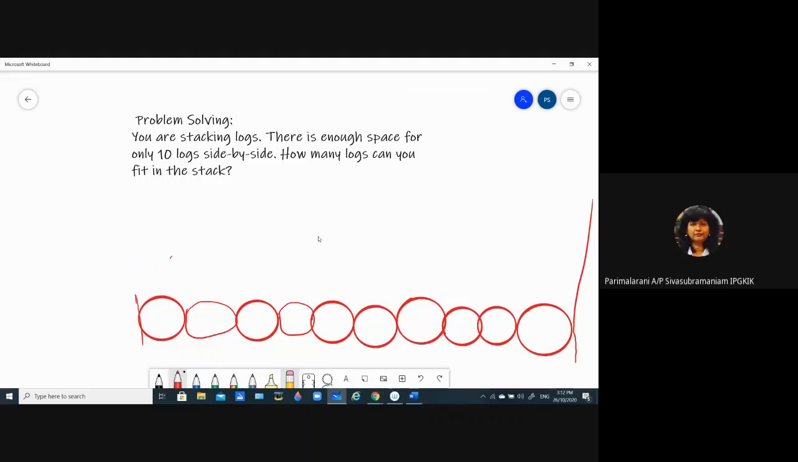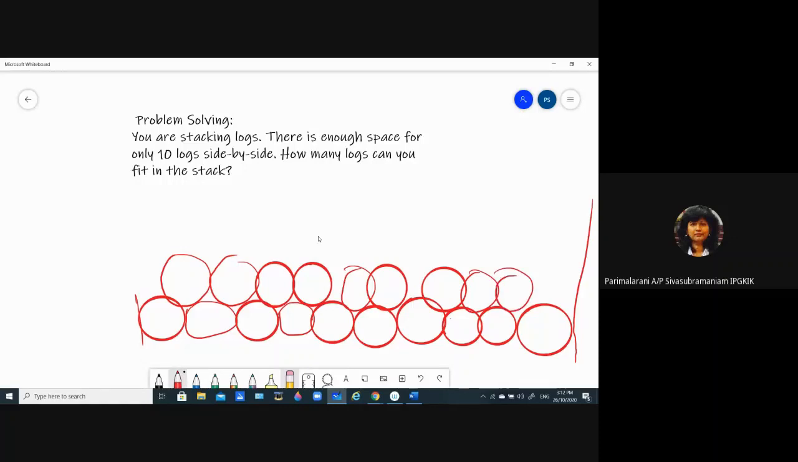So how do we stack? We stack like this, right? 1, 2, 3, 4, 5, 6, 7, 8, 9. We stack in between the logs, like this. So we can only stack 9 here. Next row, how many? 8. How many altogether? Okay, you tell me, what's the answer?